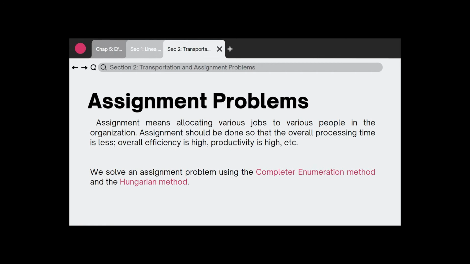Assignment problem. Assignment means allocating various jobs to various people in the organization. Assignment should be done so that the overall processing time is less, overall efficiency is high, productivity is high, etc. In the assignment problem, management aims at assigning jobs to various people. We solve an assignment problem using the complete enumeration method and the Hungarian method.